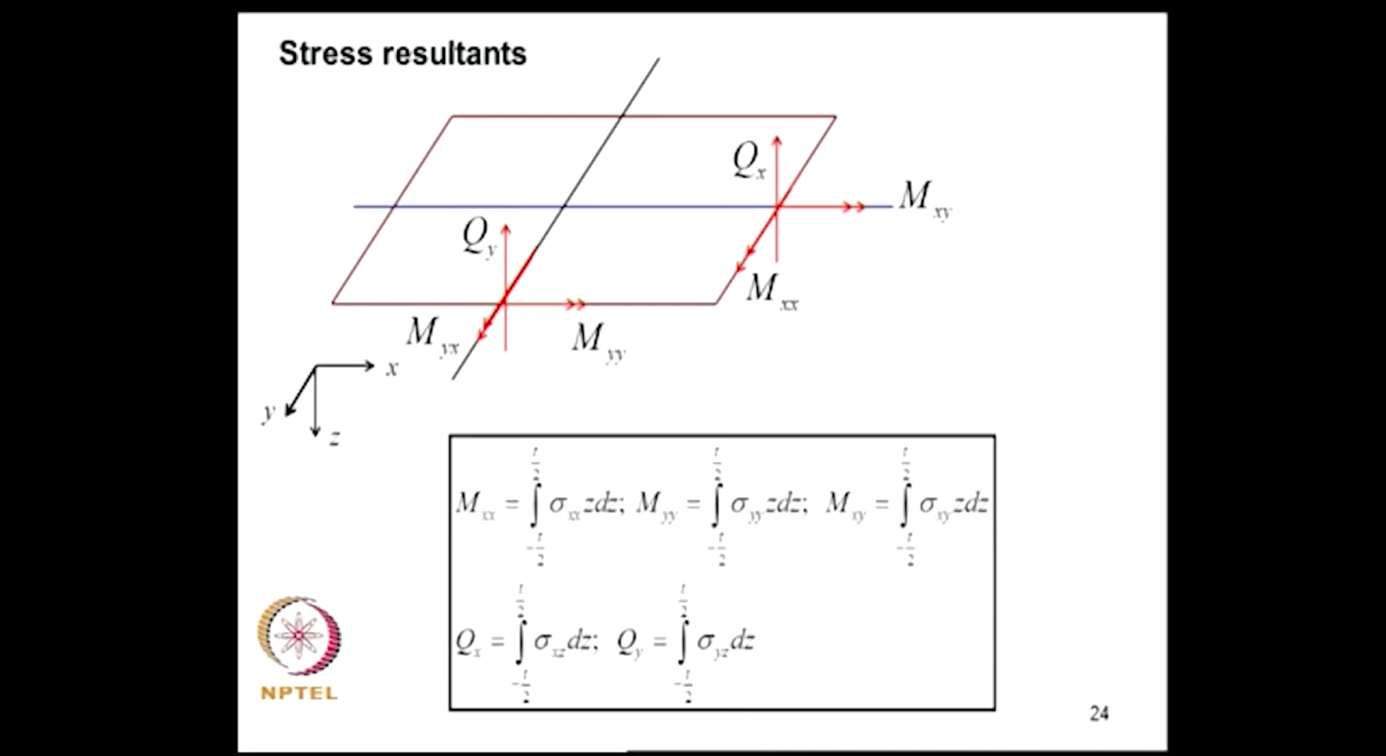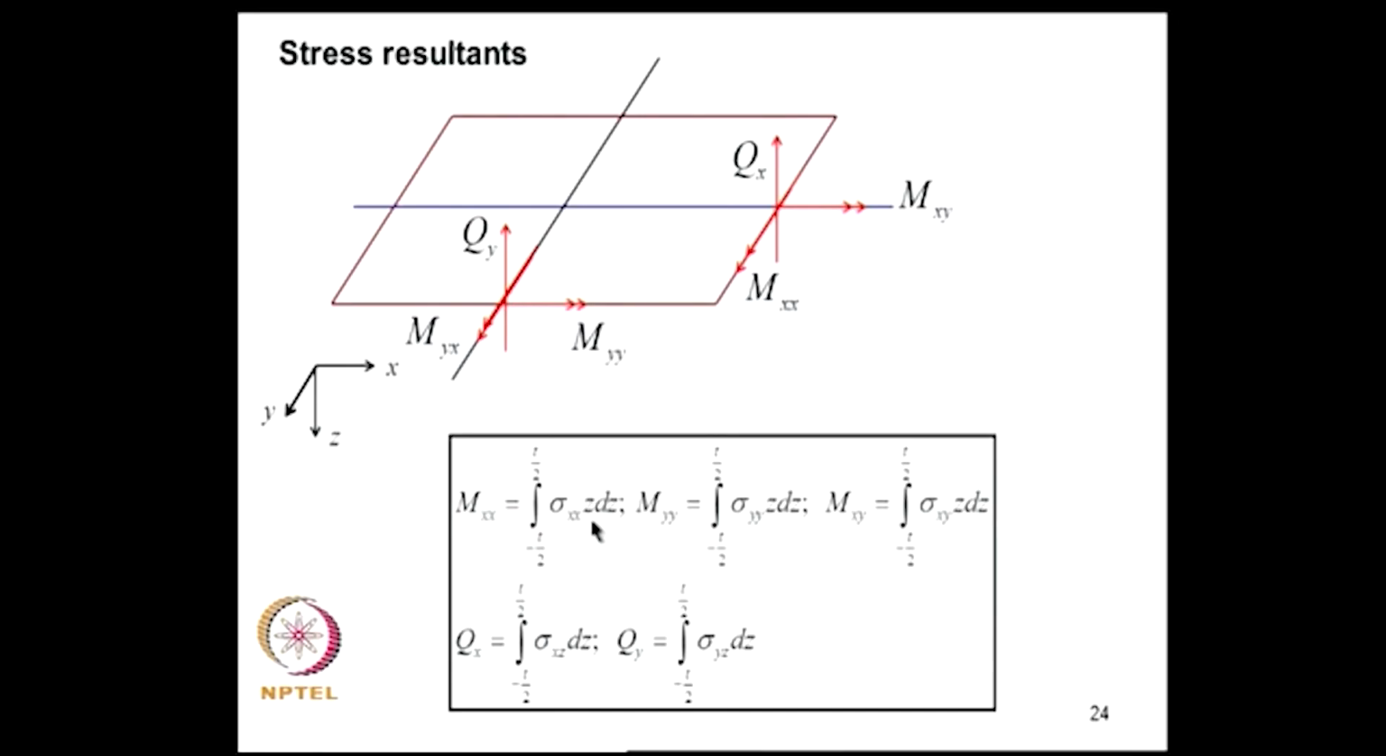So in a plate the stress resultants are shown here. There will be bending moment Mxx about the x axis, twisting moment Mxy, twisting moment Myx, bending moment Myy, and shear forces Qy and Qx. So these are the stress resultants in a plate problem. So how do you compute how the normal stress and bending moments are related? So you integrate across the thickness of the plate as shown here, and you get the bending moments.